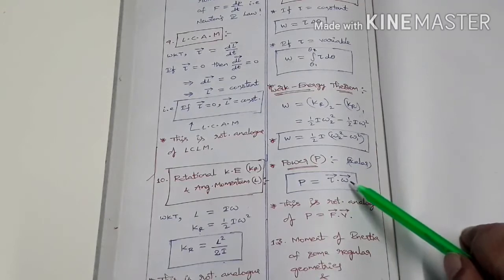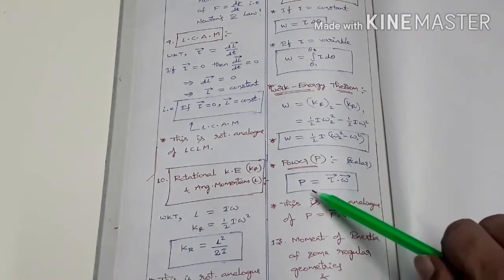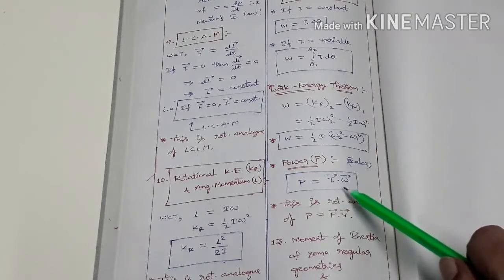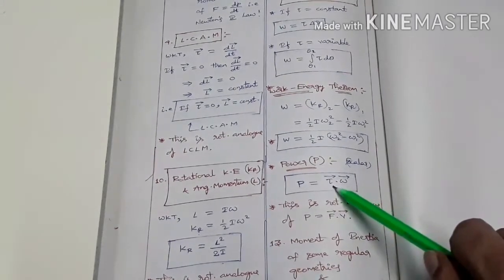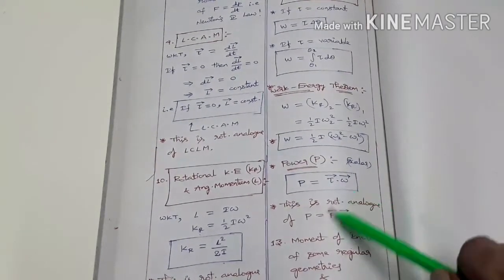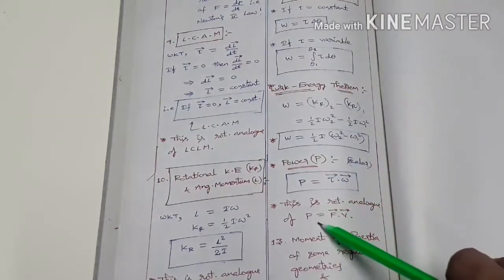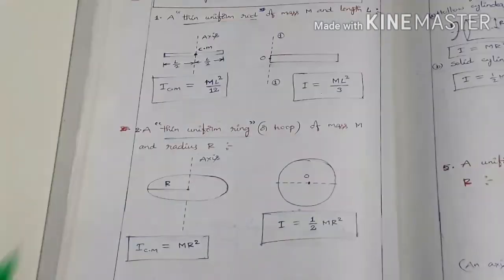bar. So in linear motion, linear dynamics, what is power? Power equal to F bar dot V bar. So here the power is equal to tau bar dot omega bar. In the place of F, tau; in the place of V, omega. So this is the rotational analog of power P equal to F bar dot V bar.